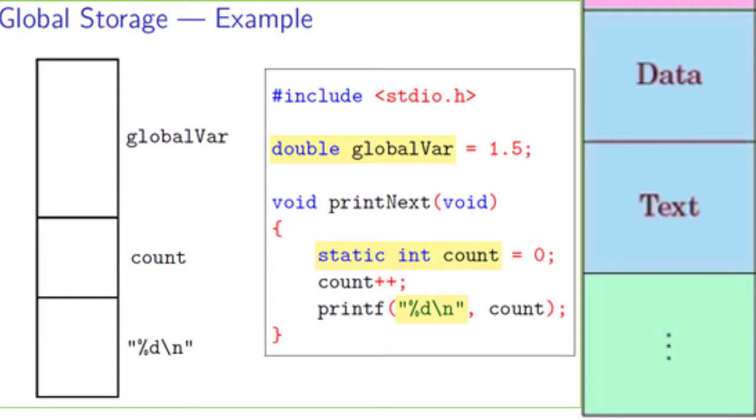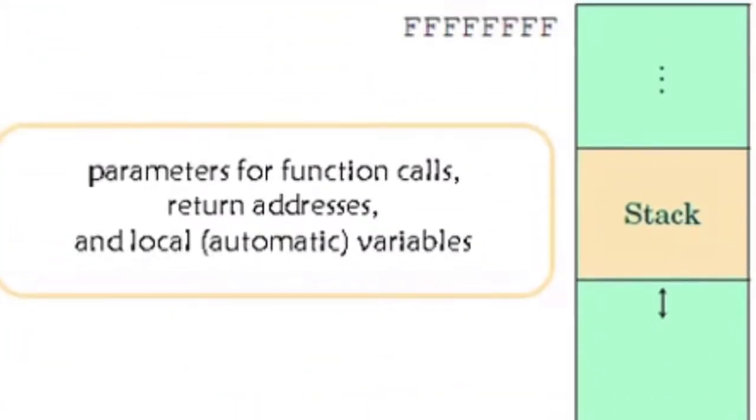For example, in this diagram, the global variable, global var, is stored in this position. And then there's a count; this static declared count is stored at this position. And then you see this string literal. If it is enclosed in double quotation marks, it is a string literal, and it will be stored in this region.